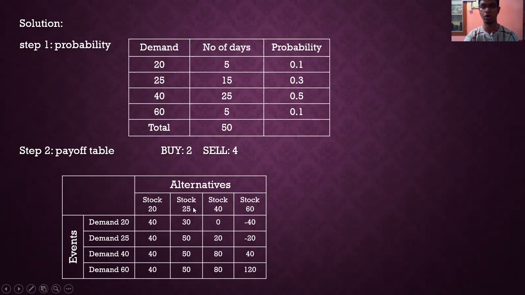Here we have a stock of 25, but the demand is only 20. So how to write this? Here we are only able to sell 20 because we have 20 demand. The rest will be a loss for us because there is no demand, so we can't sell.